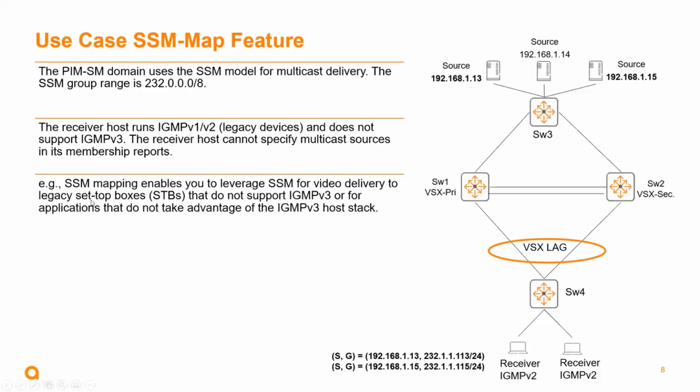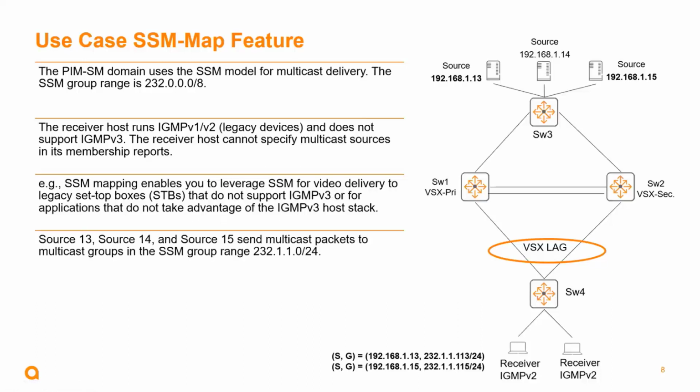Because these legacy clients, such as your set-top boxes, do not support IGMP version 3. So when they join, they know they want to join this group, but they're not specifying the source, the include or exclude option within IGMP version 3. So this is for applications that do not take advantage of the IGMP version 3 host stack. We're just dealing with clients that are legacy, that don't support IGMP version 3.